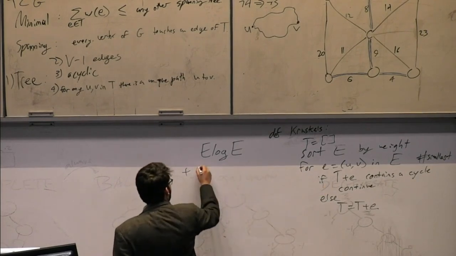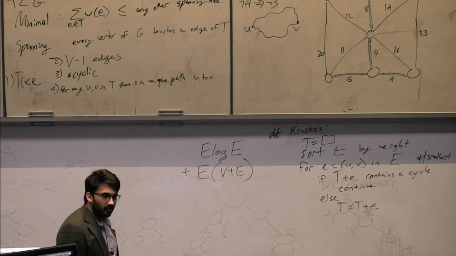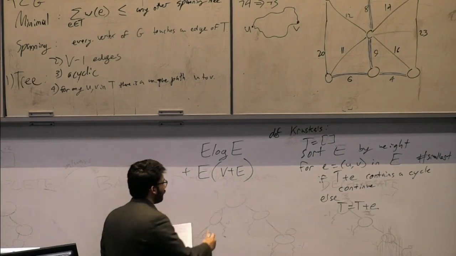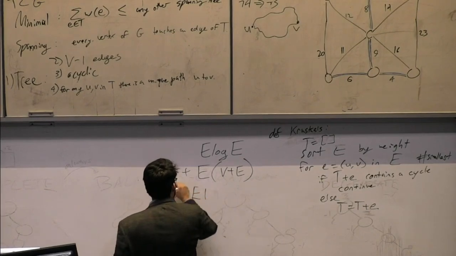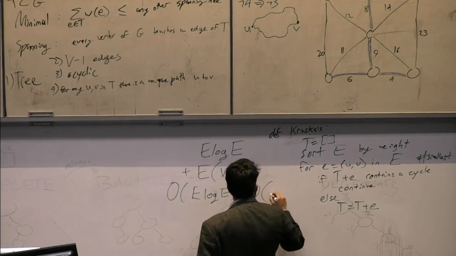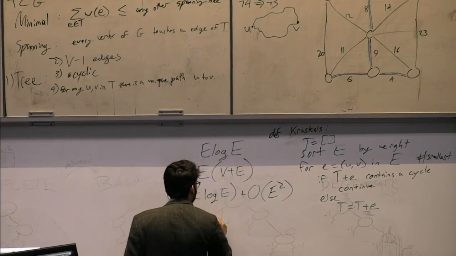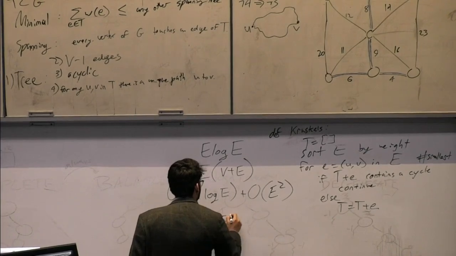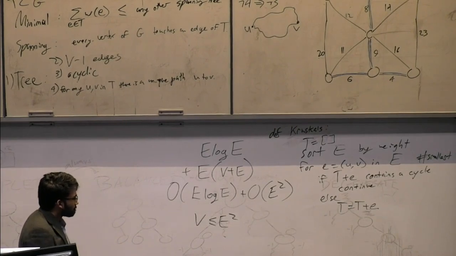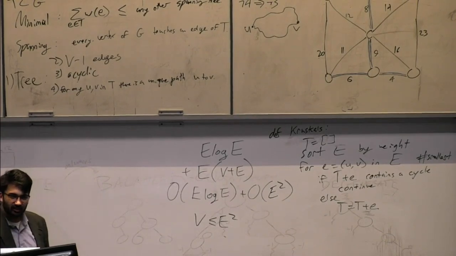So it might be like E times (V plus E), where V plus E is the cycle finding part. So for each edge, you run a cycle finding algorithm check. And that's going to get you O of E log E, plus O of E(V plus E), which is going to be like E squared, right? Because V is always less than E squared, right? So that's EV plus EE. So not the best runtime, to be honest. And we do kind of a lot of cycle finding.